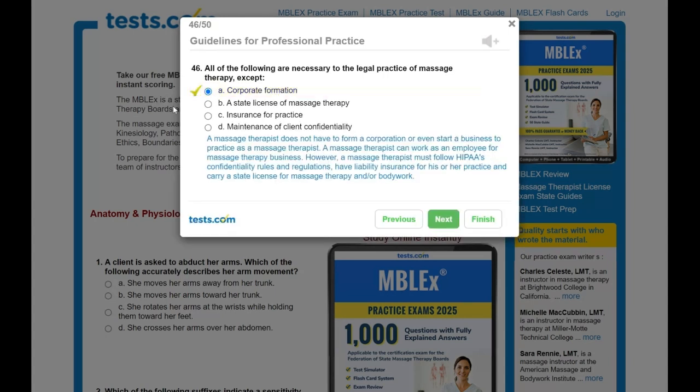A. Corporate formation. A massage therapist does not have to form a corporation or even start a business to practice as a massage therapist. A massage therapist can work as an employee for a massage therapy business. However, a massage therapist must follow HIPAA's confidentiality rules and regulations, have liability insurance for his or her practice, and carry a state license for massage therapy and/or bodywork.